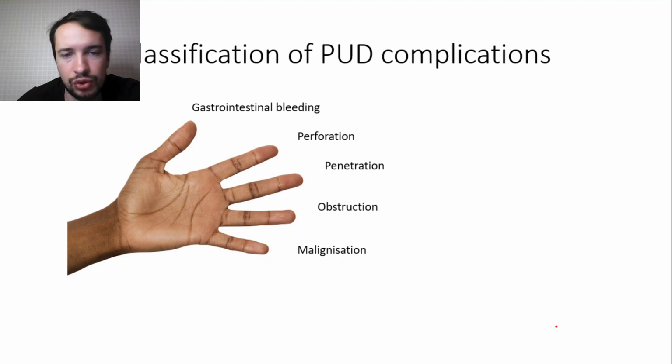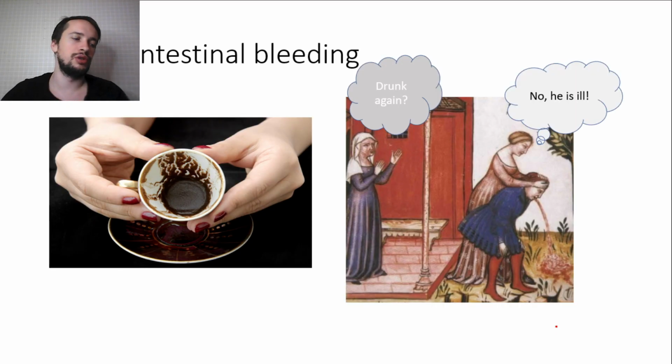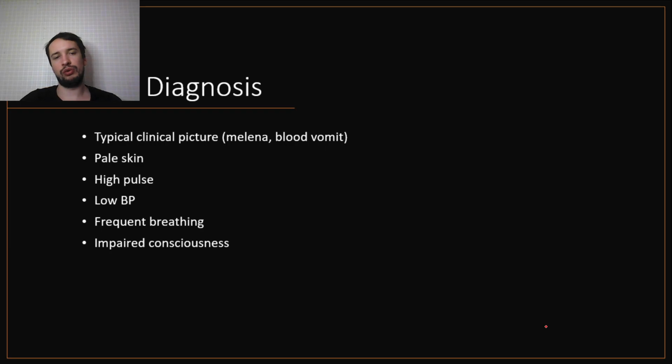Classification of complications: you see just 5 complications, yes: gastrointestinal bleeding, perforation, penetration, obstruction, and malignization. Let's talk about the most common and most probable complication, gastrointestinal bleeding. It is the most common. Sudden large bleeding can be life-threatening. It is associated with a 5% to 10% death rate. It's very hard, very aggressive, and we need help, people.